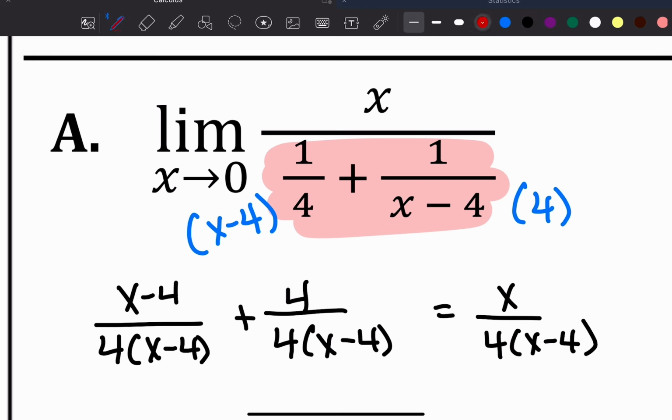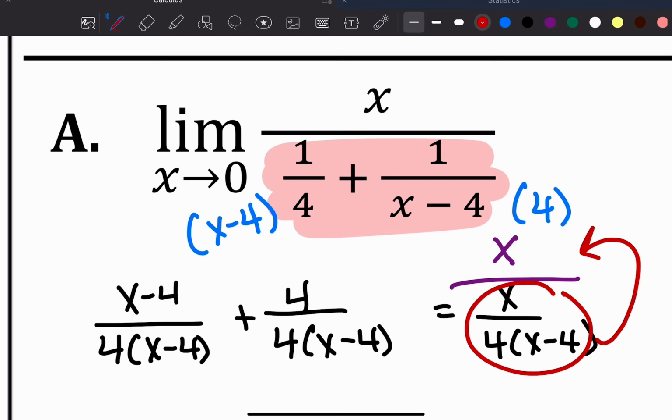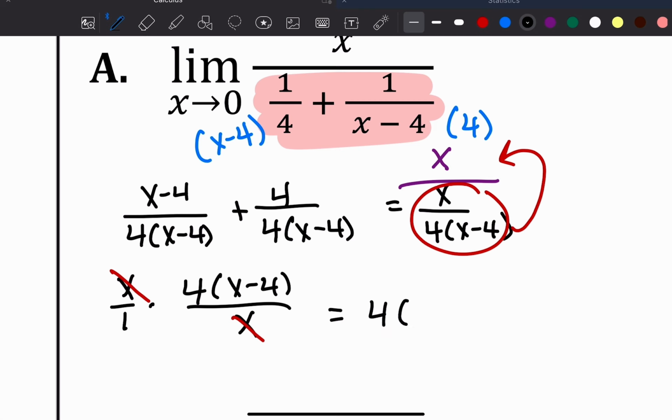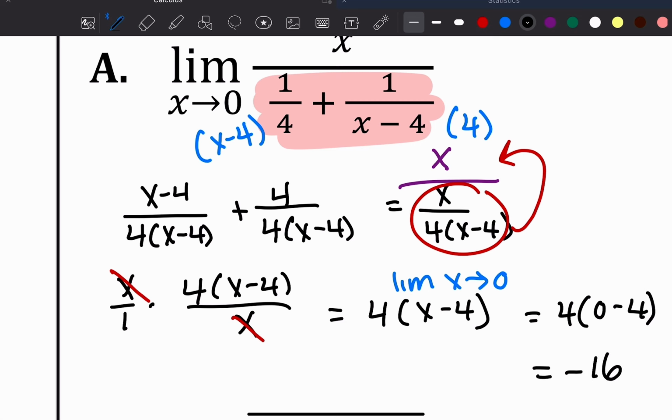I still need to bring the numerator back in, so I'm going to do that now. So this is my numerator. In order to get this fraction out of the denominator, I am going to take the reciprocal and then multiply it by that numerator. So this becomes x over 1 times 4 times x minus 4 over x, which means my x's cancel out and I'm left with 4 times x minus 4, which I then take the limit as x approaches 0 and get the value 4 times 0 minus 4, which is negative 16.